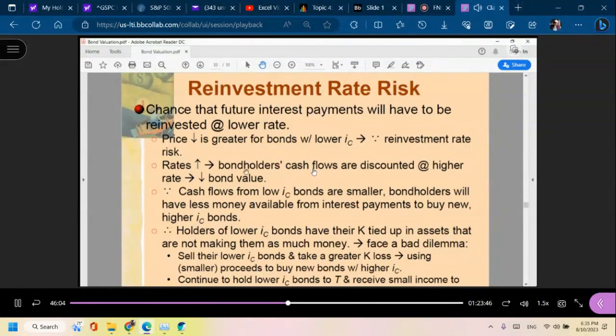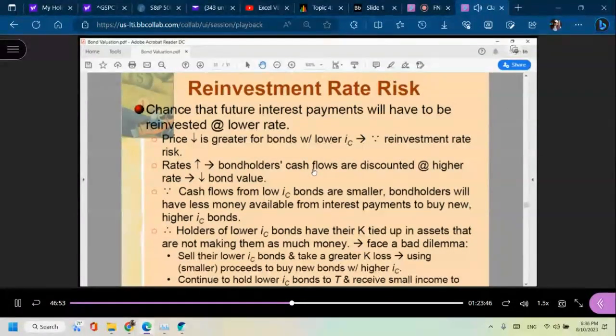So let's look into this. If the interest rate goes up, bondholders' cash flows are discounted at a higher rate, right? So it lowers the bond value. And since cash flows from low coupon bonds are smaller, bondholders will have less money available from interest payments to buy new higher coupon bonds. Now, if it is a callable bond, you got your money back. If it is not a callable bond, you still have your money locked up in the bond.